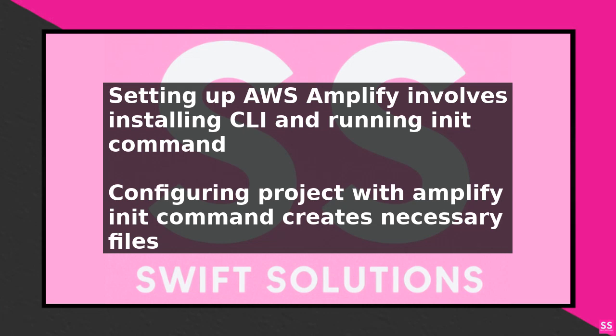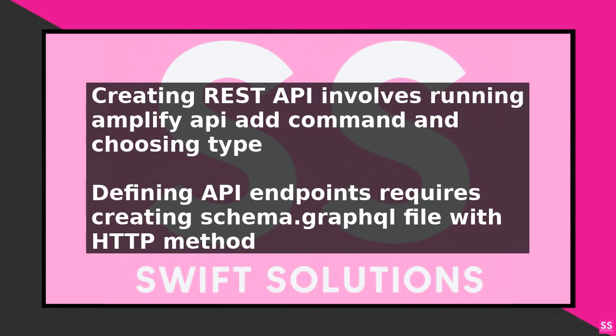Step 4: Implementing API logic. To implement the logic for your API endpoints, you need to create a Lambda function. The Lambda function will handle the business logic for your API endpoint. You can write your Lambda function in a language of your choice, such as Node.js or Python.